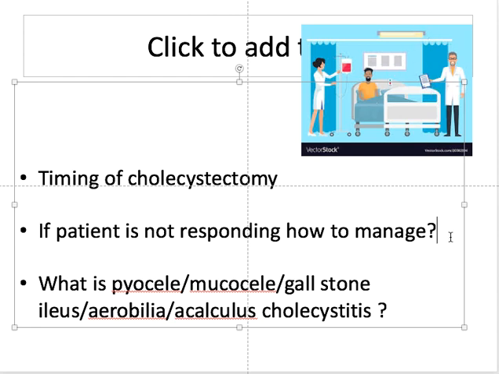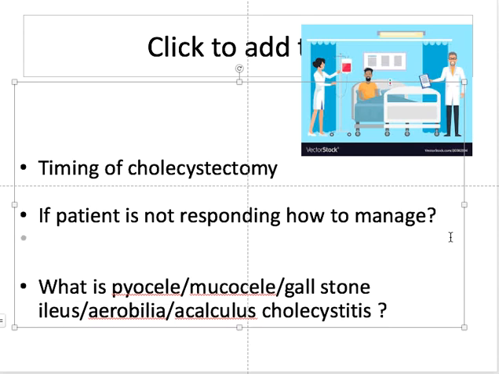And also, there is another thing. Read, what is this? Mirizzi syndrome. It's a variation of acute cholecystitis. So what is Mirizzi syndrome? Important to know. Important. Sometimes it's tested in your MCQs. It's important.